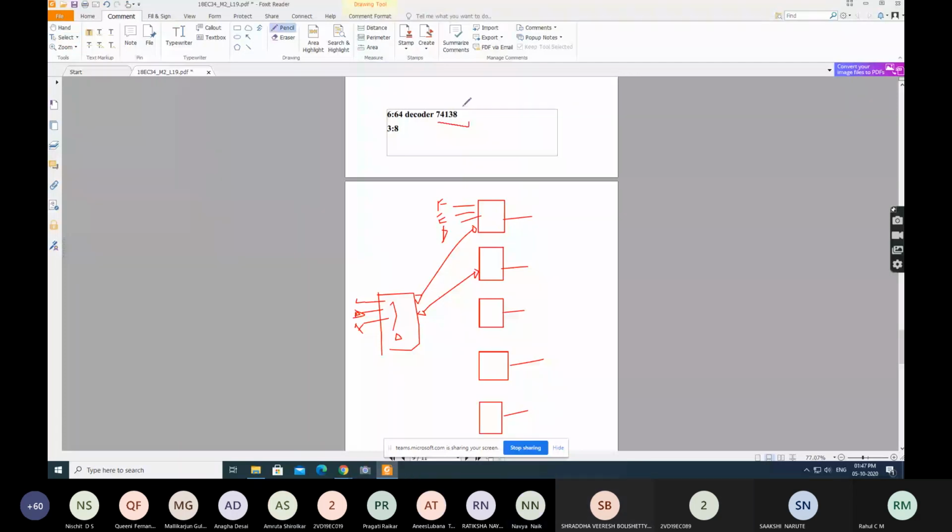Now, can I realize the same without using 74138? Can I use 74139 and implement the same? I will take both the sections. Here there will be 2 inputs and 4 outputs, and here again 4 outputs and 2 inputs. These 2 inputs I will be shorting. This has one active low enable and this also has one active low enable, correct?